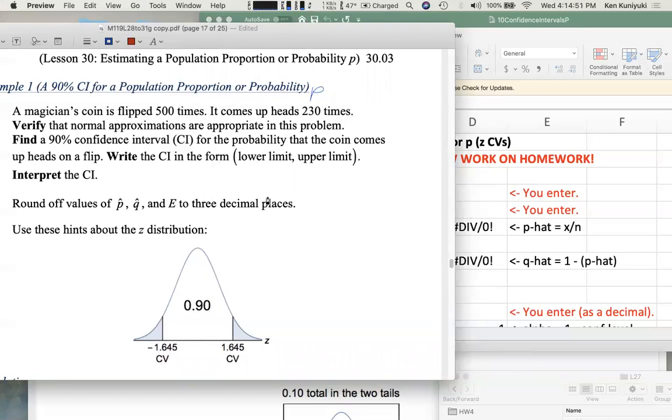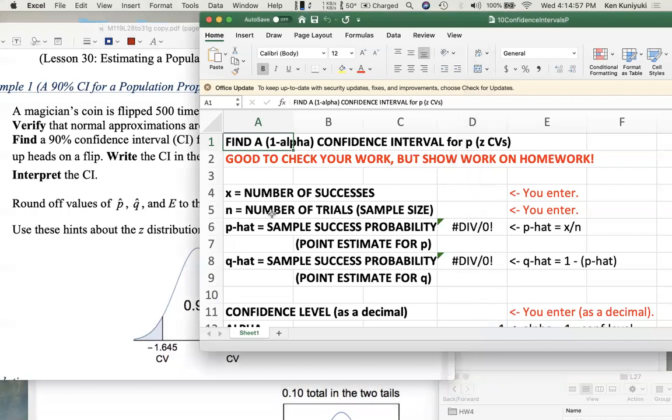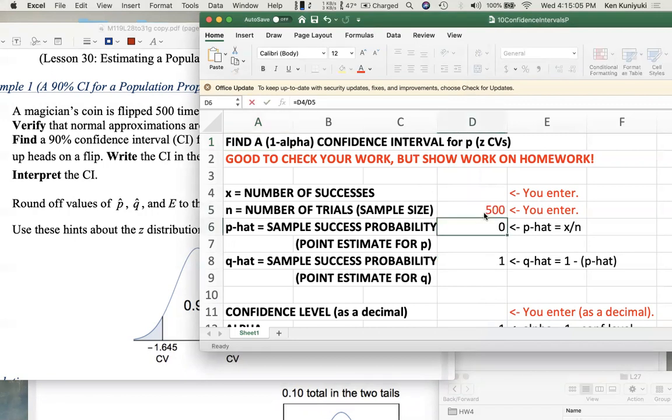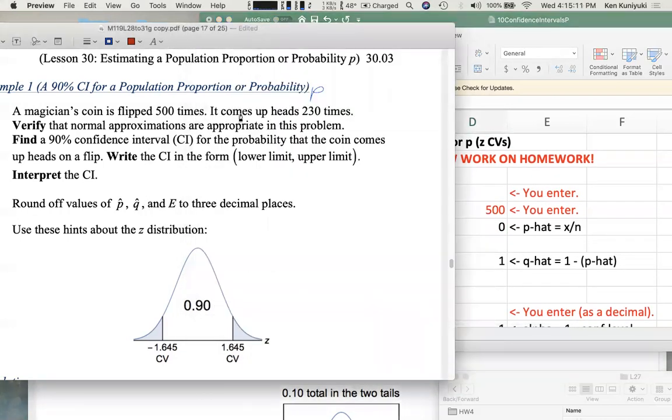So what is 500 in this binomial experiment? 500 is the value of n. It's the number of trials or flips. It's the sample size. So here in red, I indicate what you have to enter: 500 flips, n equals 500. And then these other numbers will change along the way. So 500 is the value of n, the sample size, the number of trials.